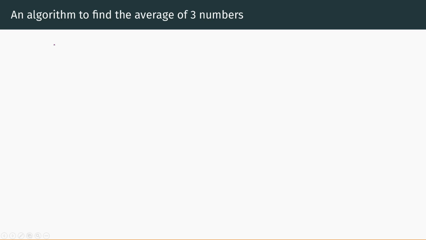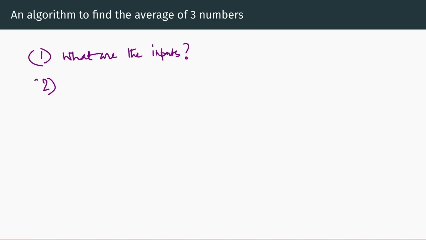Okay. So, first question: what are the inputs to this algorithm? Now, the inputs are these three numbers, right? Inputs are the three numbers for which you want to find the average, right? The inputs are the three numbers.